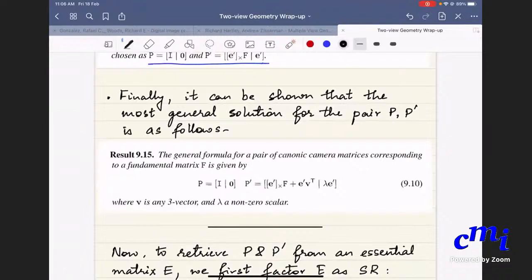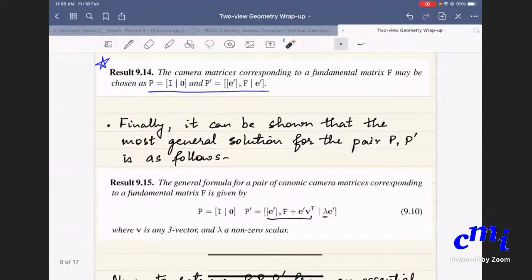So in this formula, P is still I0, and there is a multiplication by lambda to E prime. Just look at the difference between this P prime and this P prime. We are saying that applying all homographies to P prime will generate matrices of this form. So the only difference between this choice and the rest of the family is going to be a choice of a vector V and a choice of a scalar lambda here. All other P primes are going to look like this.